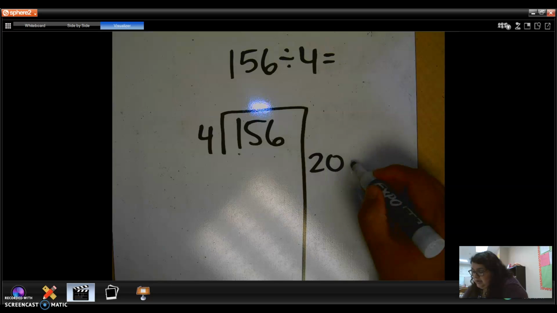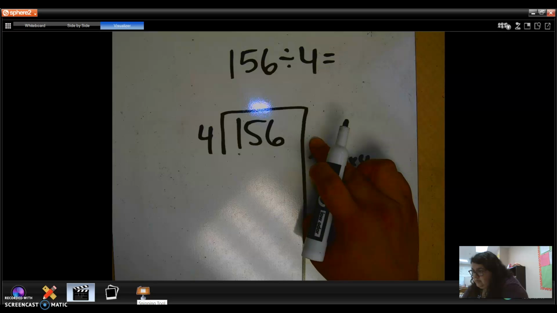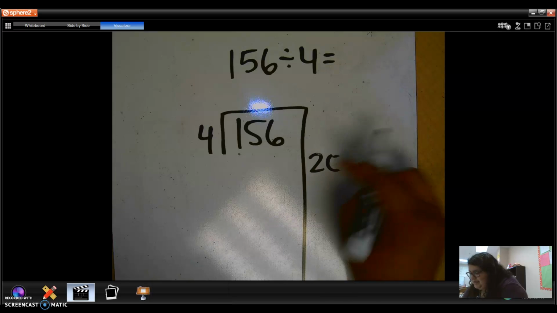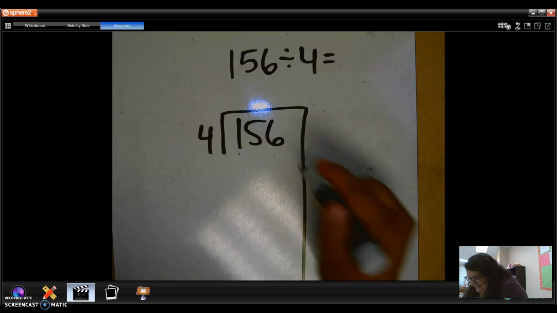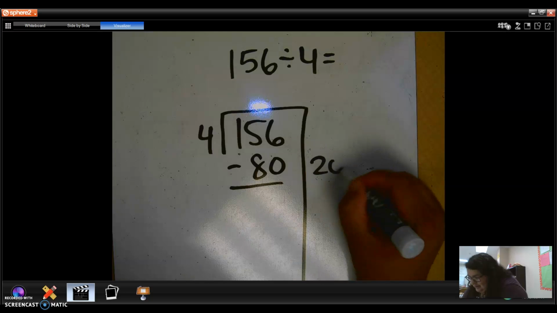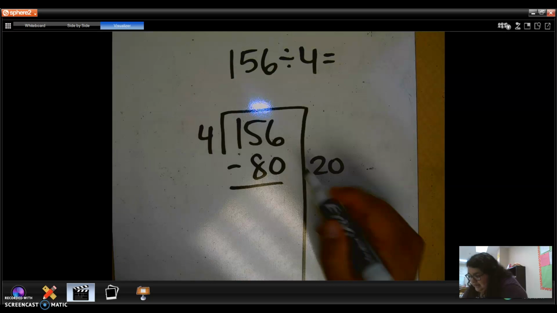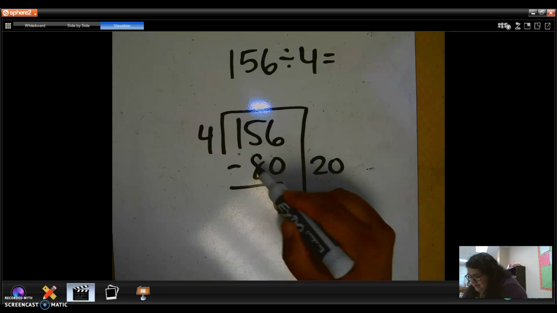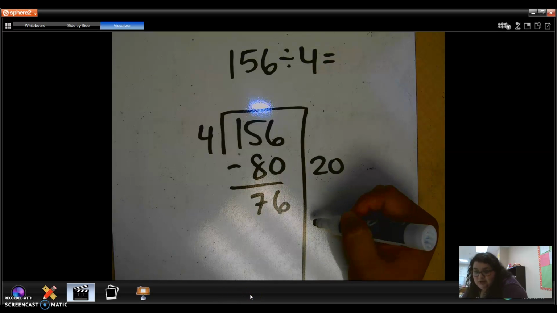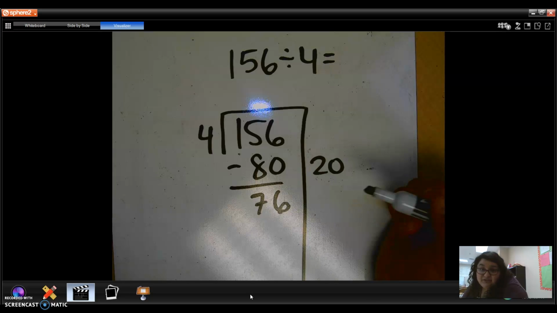I know that 20 times 4, well, we'll do 20 anyway. That's going to be 80. So it's okay if you don't have it exact. That's going to be 20, right? 4 times 20 is 80. So you subtract. 15 minus 8 is 7. Okay? Now, 4 times what will get you closest to 76 or 70, right?